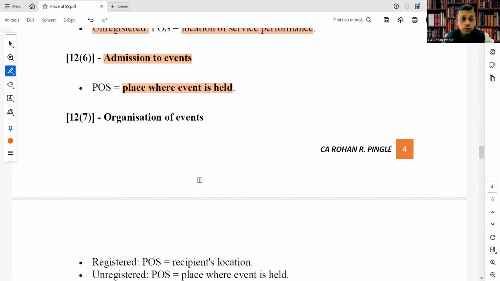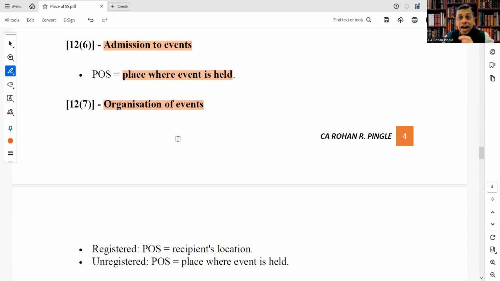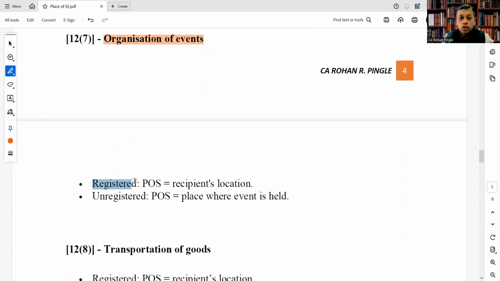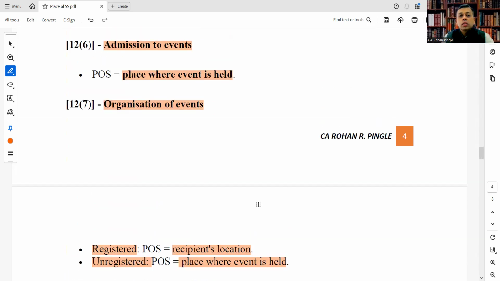Subsection 7 of section 12. Organization of events. Subsection 6 talks about admission to the events, and now a service of organizing the events. In that case, for a registered recipient, the place of supply will be the recipient's location. If unregistered recipient, the place of supply will be the place where the event is held, that is actually performed. So 12.6 talks about admission to events, and 12.7 talks about organizing of events.